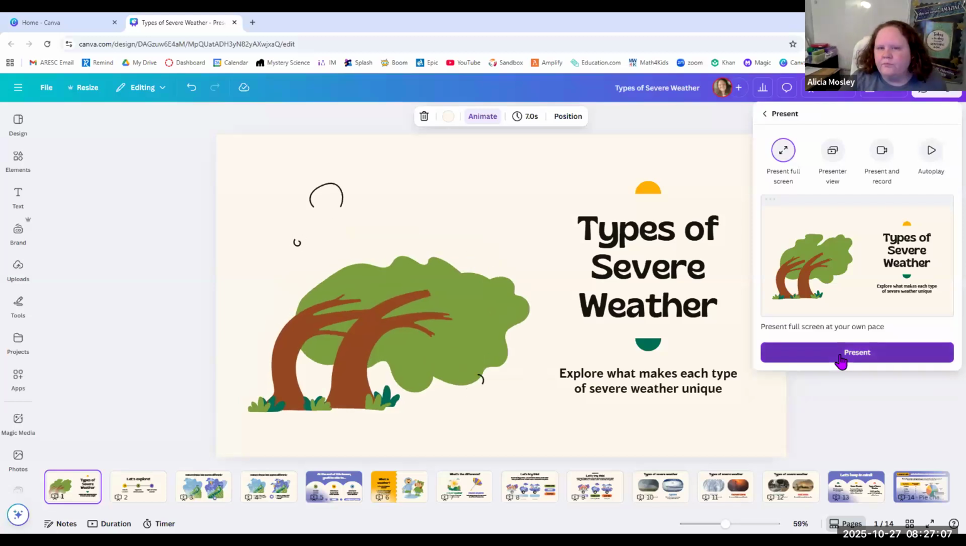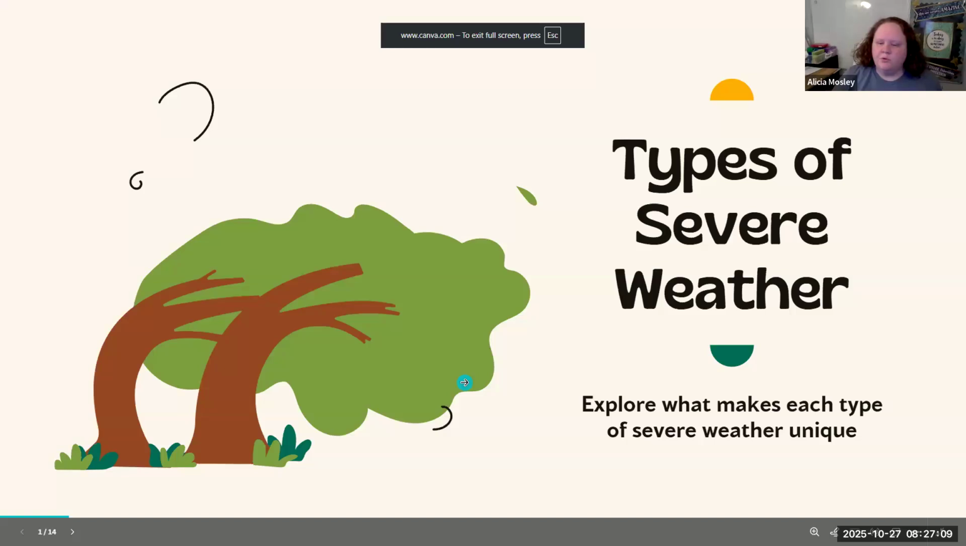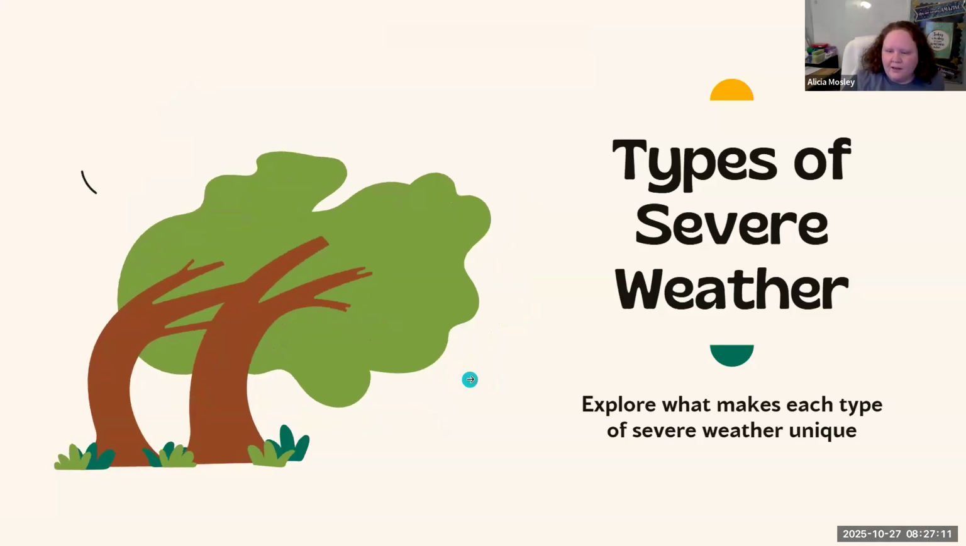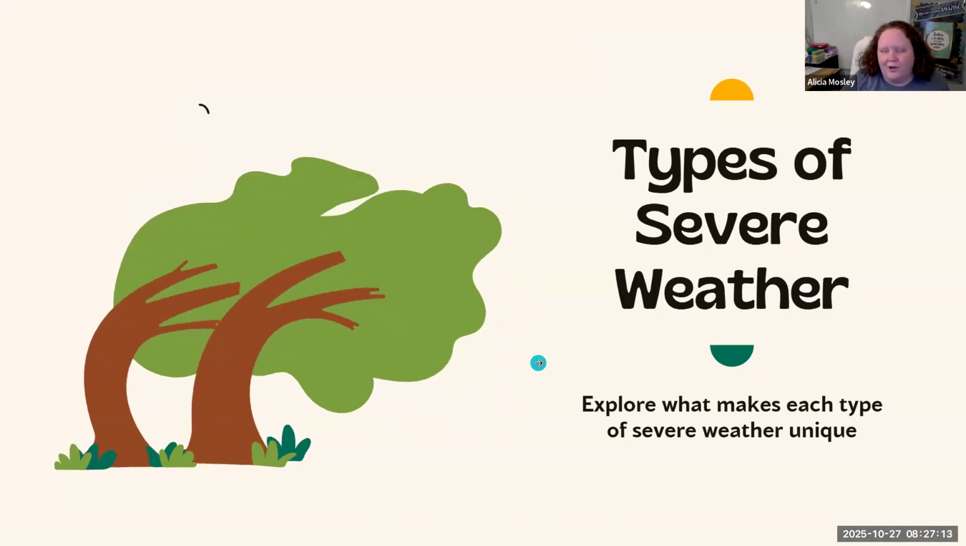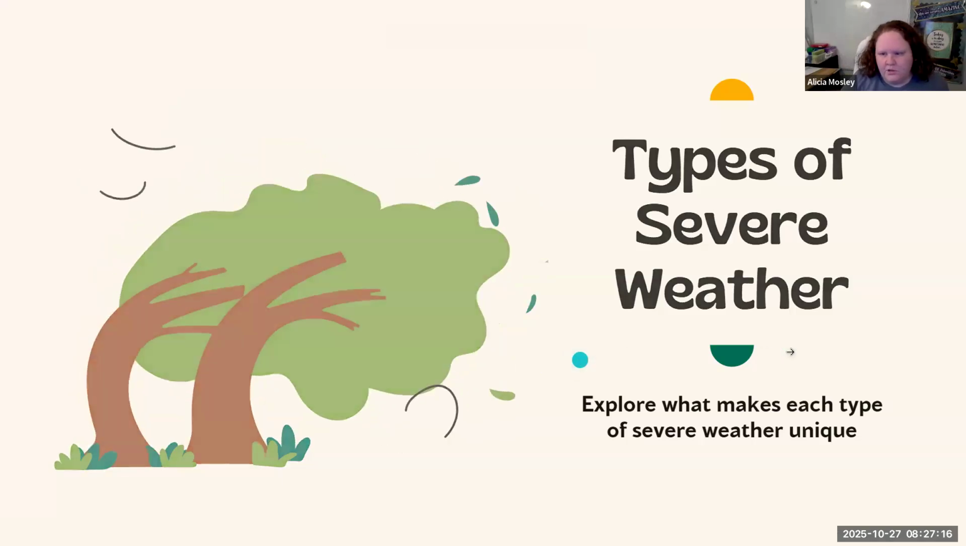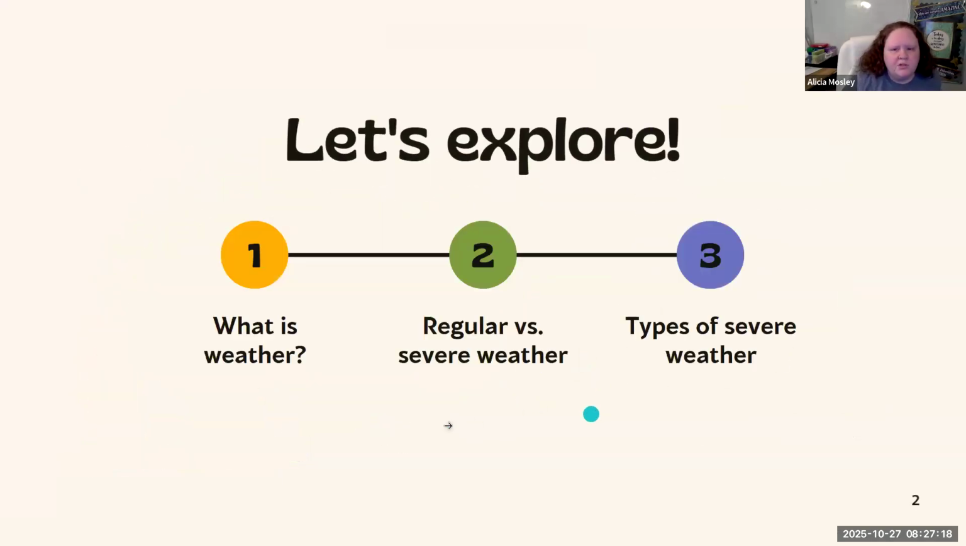Good morning. Today we are going to learn all about types of severe weather. So we're going to go through this slideshow together. We're going to explore what makes each type of severe weather unique. We're going to talk about what is weather, regular versus severe weather, and then some types of severe weather too.